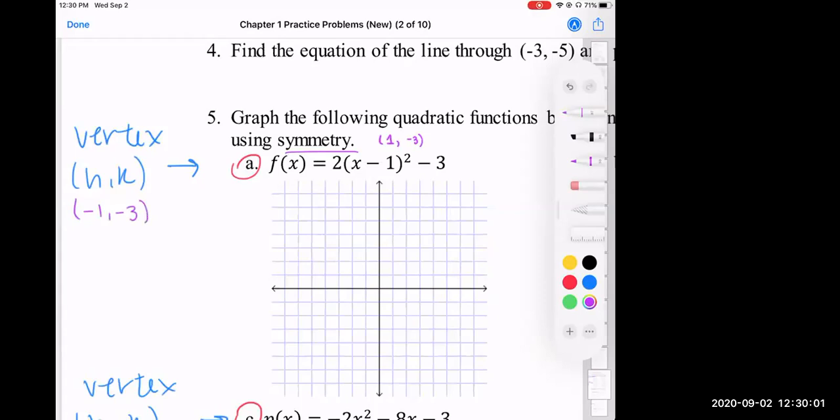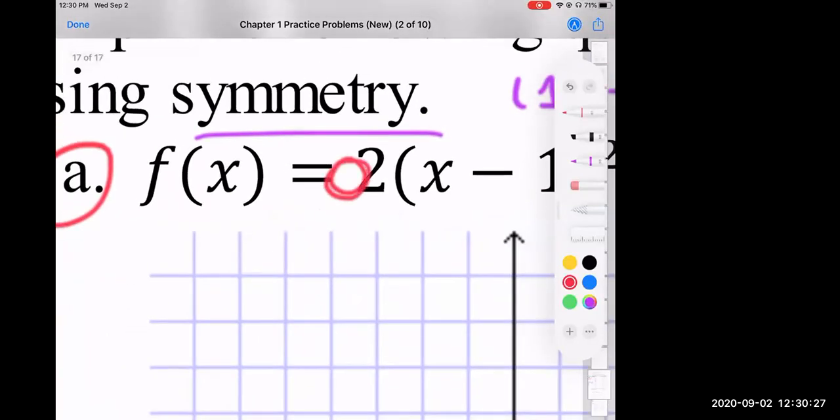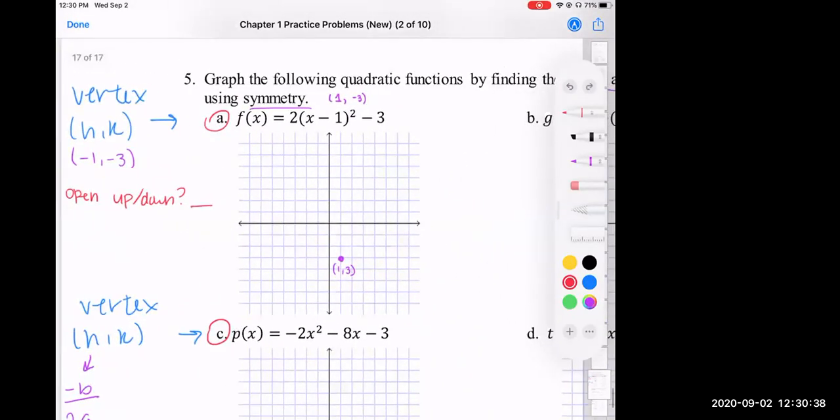Okay, so let's graph that. +1, and then I go down 3. Here we go. All right, now we want our axis of symmetry. But before that, let me ask you, does it open up or down? Cool, thank you so much. It opens up. How do we know it opens up? If it opens down, we'll have a negative in the front. If it doesn't have one, then it opens up. That's it. So it opens up.